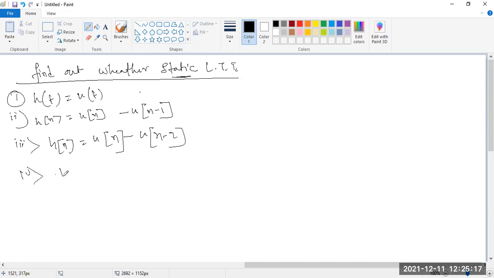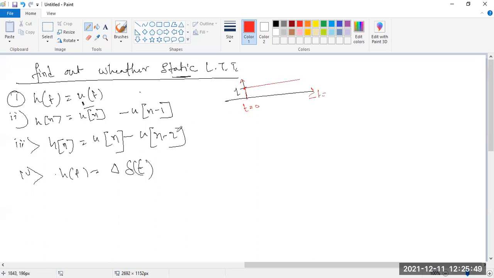If it is given h of t as the delta of t... okay, guys, just remember this thing. H of t is u, the unit step function. Unit step function means it starts from t equal to 0 with value 1, and it goes on.